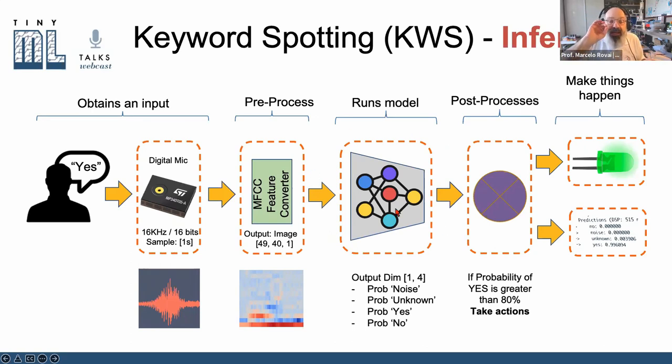It'll be a convolutional model, because what we want is a simple convolutional model that will classify simple images. The image will show the combination of frequencies that I have in this specific sound. Again, in the tutorial, I give a little bit more detail. And usually when I finish, I want to do some post-processing. For example, if I say yes with more than 80%, the internal LED will be turned on. Okay, and also the information goes to here.